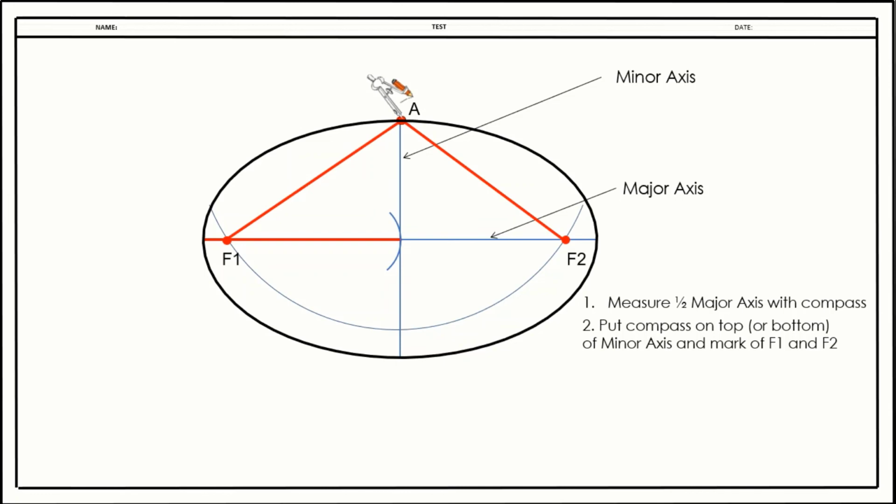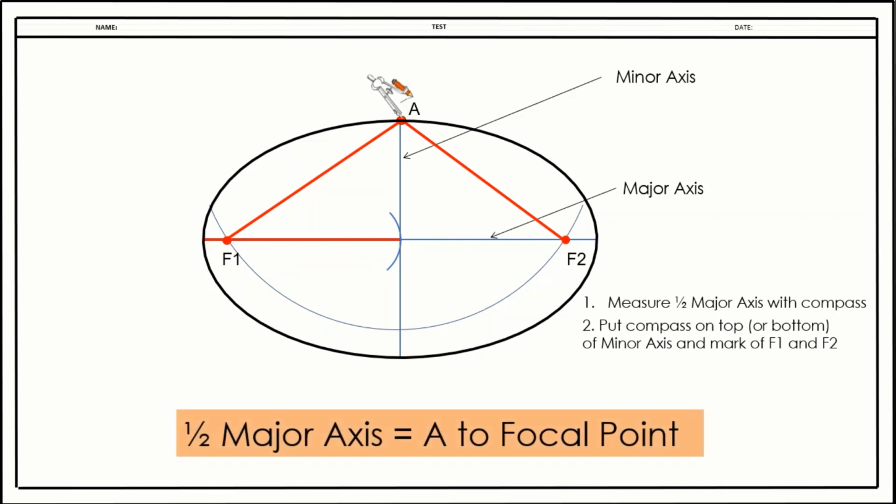And the three lines appearing show you that the distance from the top or bottom of the minor axis to a focal point is the same as half the major axis. So please remember that, folks. That is one of the most important points you will learn about ellipses.